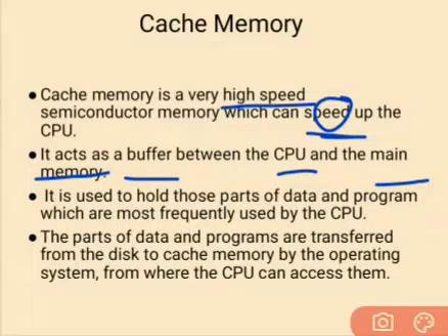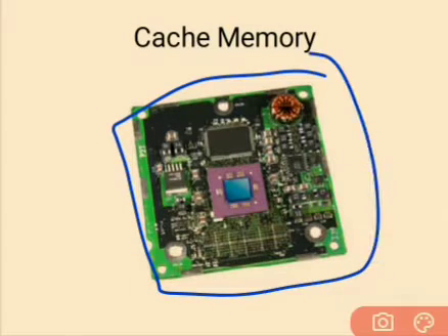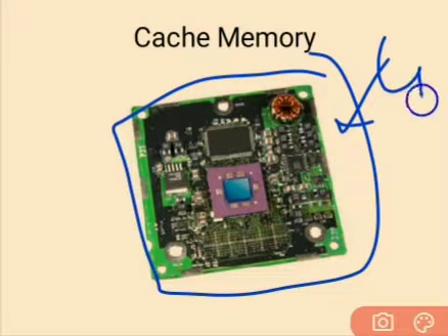So these are the types of cache memory. So you can see in the diagram how this cache memory is set. So this is the cache memory which is going to be set in the CPU.